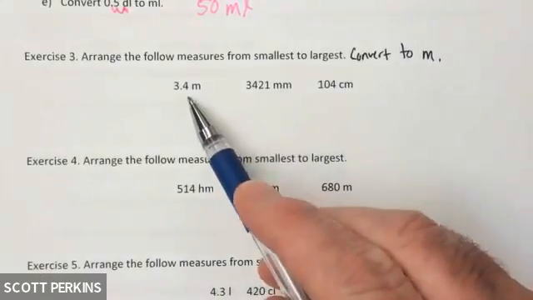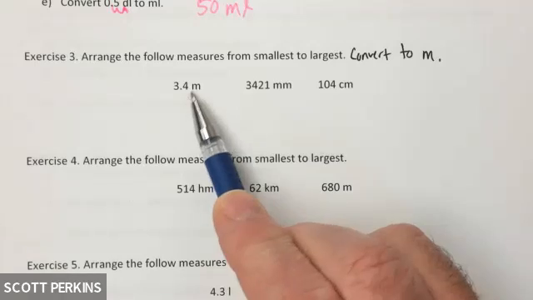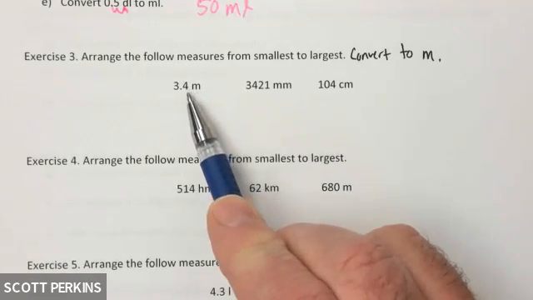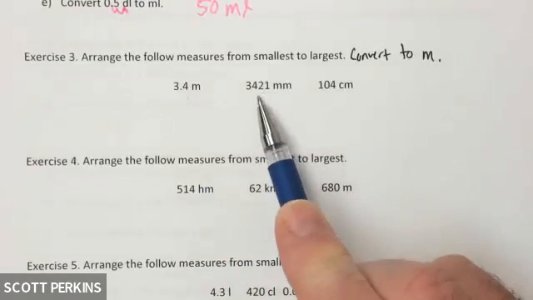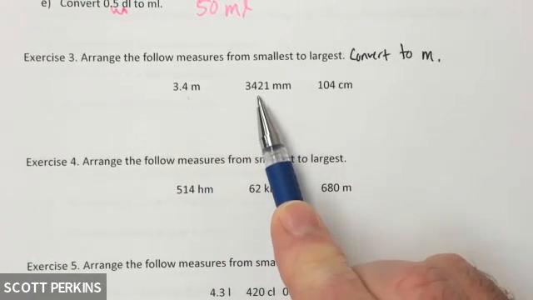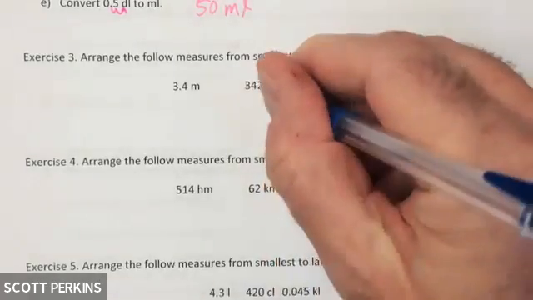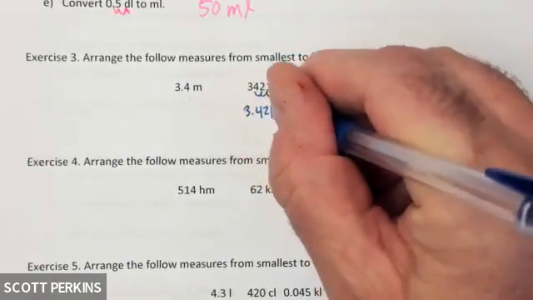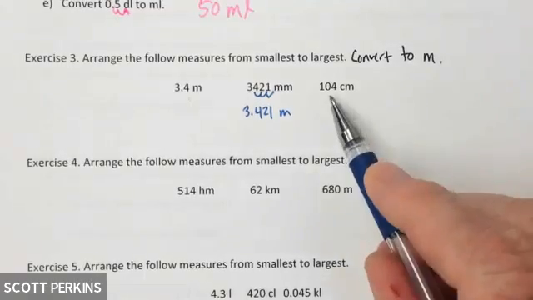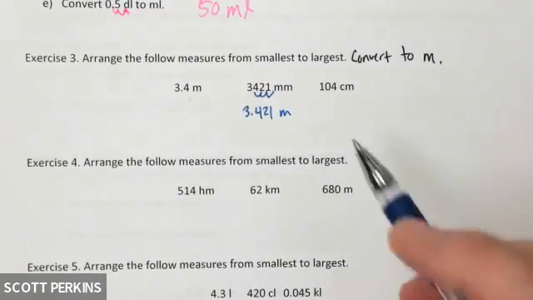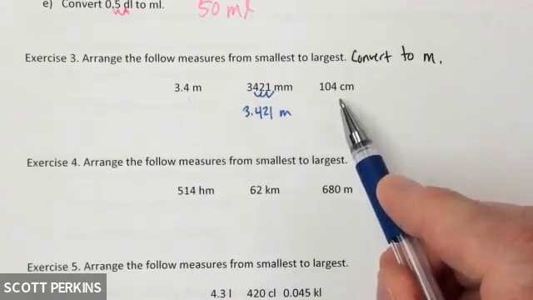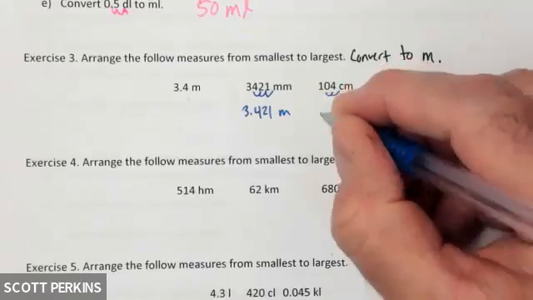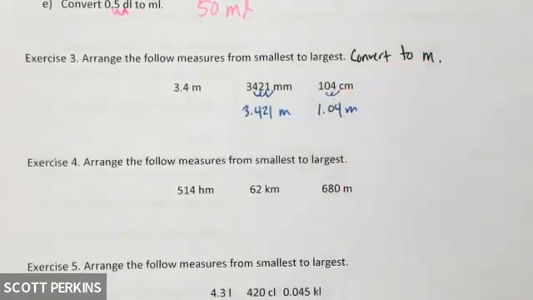Okay, so the 3.4 is already in meters. That's why I picked it, because I don't have to do anything with that one. The 3,421 millimeters: to convert milli to meters, if you went to your prefixes, you saw that you have to make 3 hops to the left. So 1, 2, 3. So that is 3.421 meters. And then to convert 104 centimeters to meters, when you go back to your chart, you're going to hop 2 to the left. So 1, 2, that's 1.04 meters.